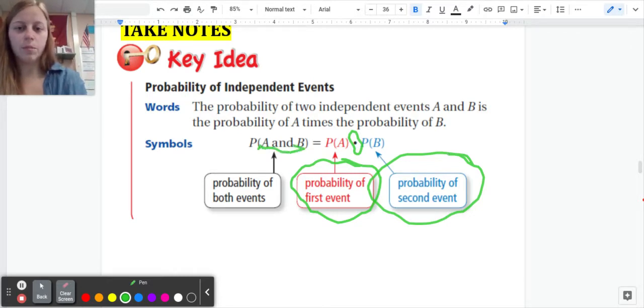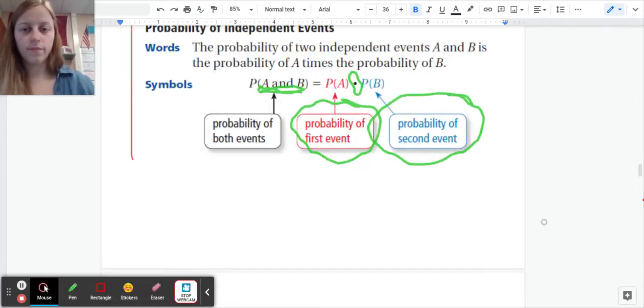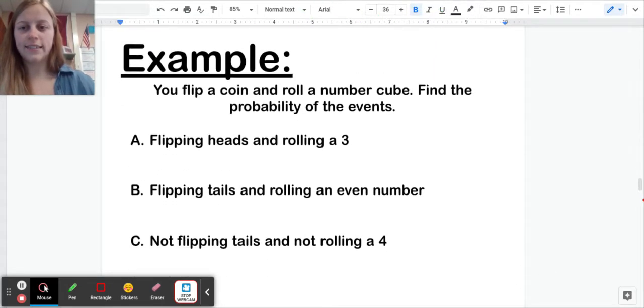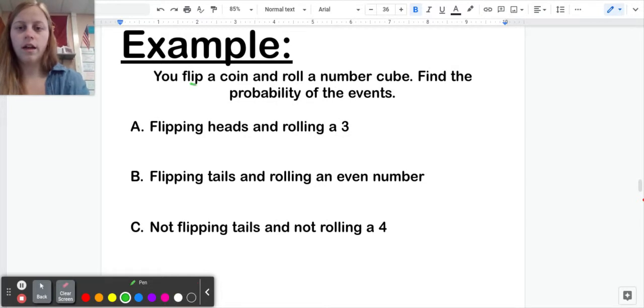So again, this is the probability of 2 events, both events happening. Probability of rolling a 7 and then rolling a 2. Let's look at an example here. So we are flipping a coin and rolling a dice. Find the probability of both events happening.